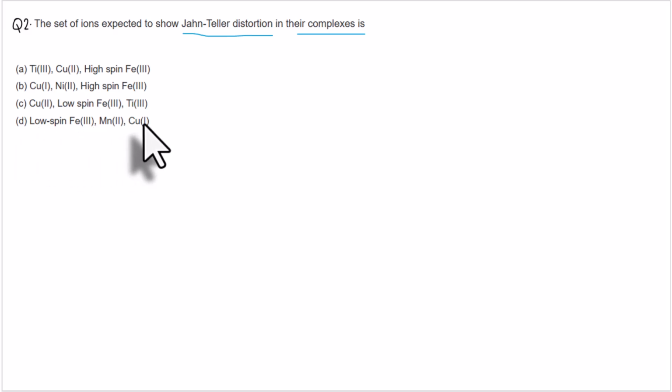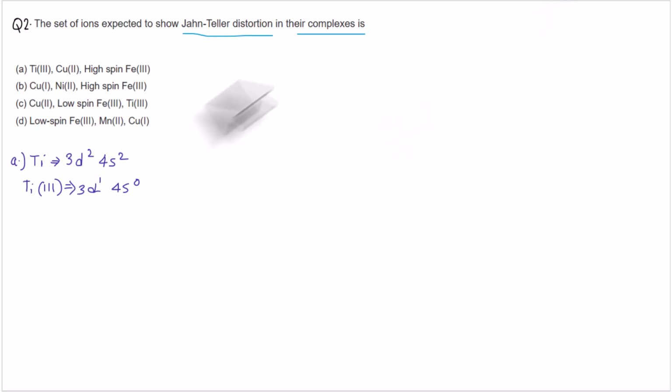We will check all of these one by one and see the distribution of the d electrons. First, in the first set we have titanium. What is the ground state electronic configuration of titanium? It is 3d2, 4s2, and in the plus 3 oxidation state it becomes 3d1, 4s0. Then in the same set we have copper. The ground state valence electronic configuration of copper is 3d10, 4s1. Now what about copper 2? Copper 2 is 3d9, 4s0.